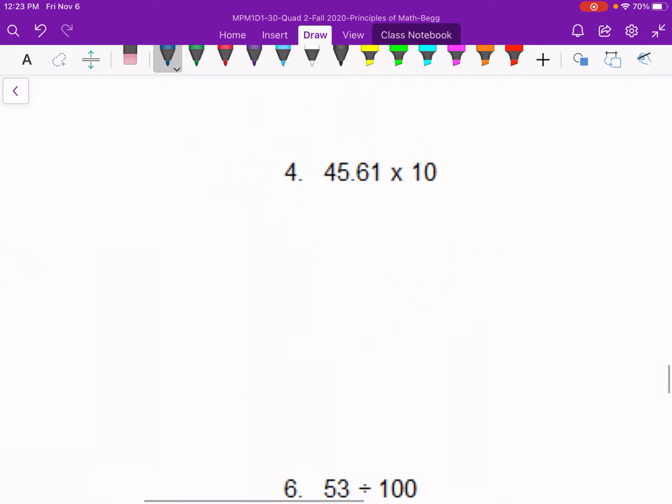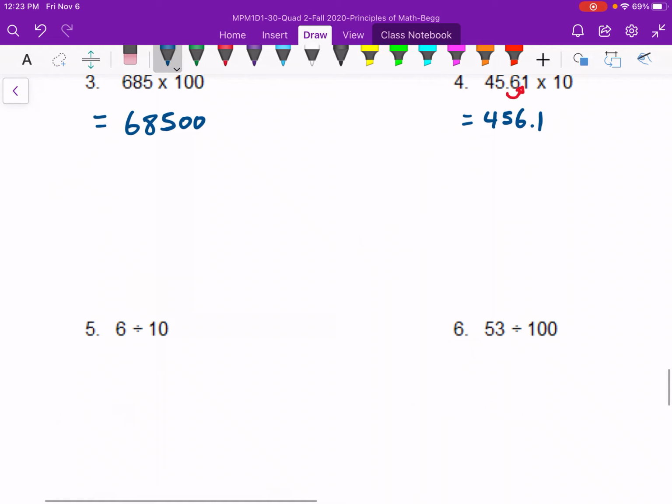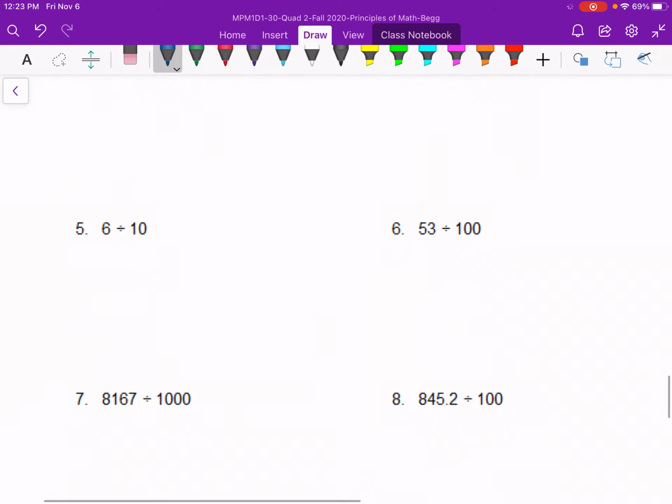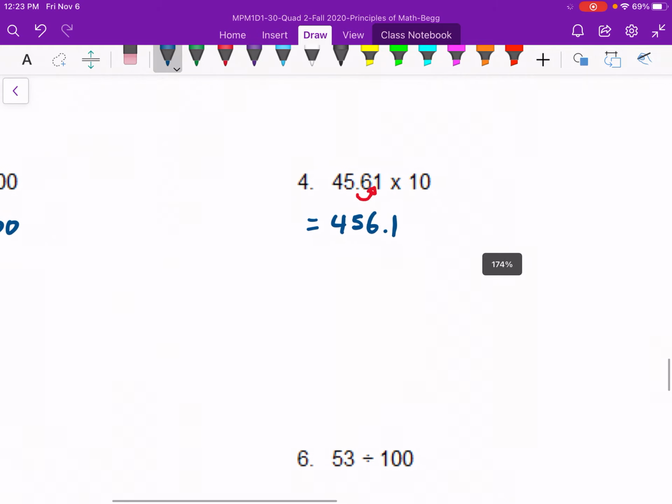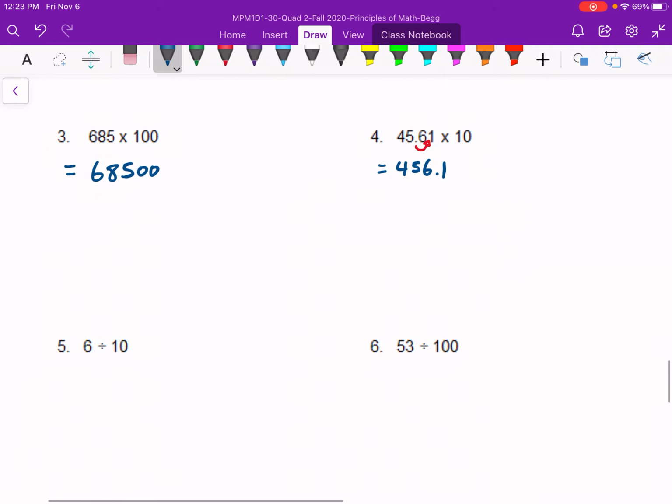If I've got a decimal multiplied by a 10, then again, I can't add a 0 on the end. That doesn't mean anything. But what I can do is move the decimal place 1 over for every power of 10 that we're going up. So this would be 456.1 when I move that decimal place over 1. And if it was times 100, I'd move over 2 decimal places. And if it was times 1,000, I could move over 3 decimal places.